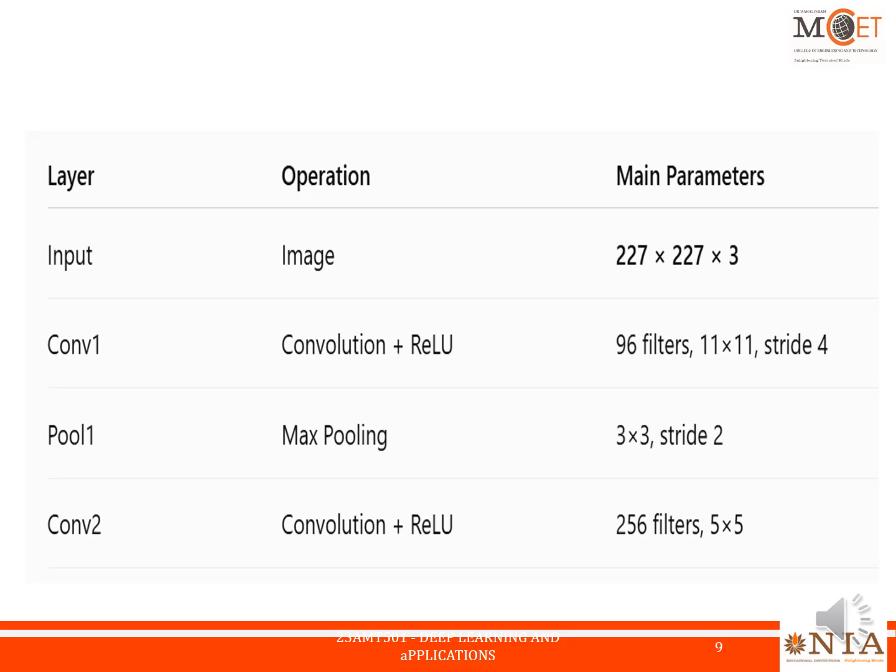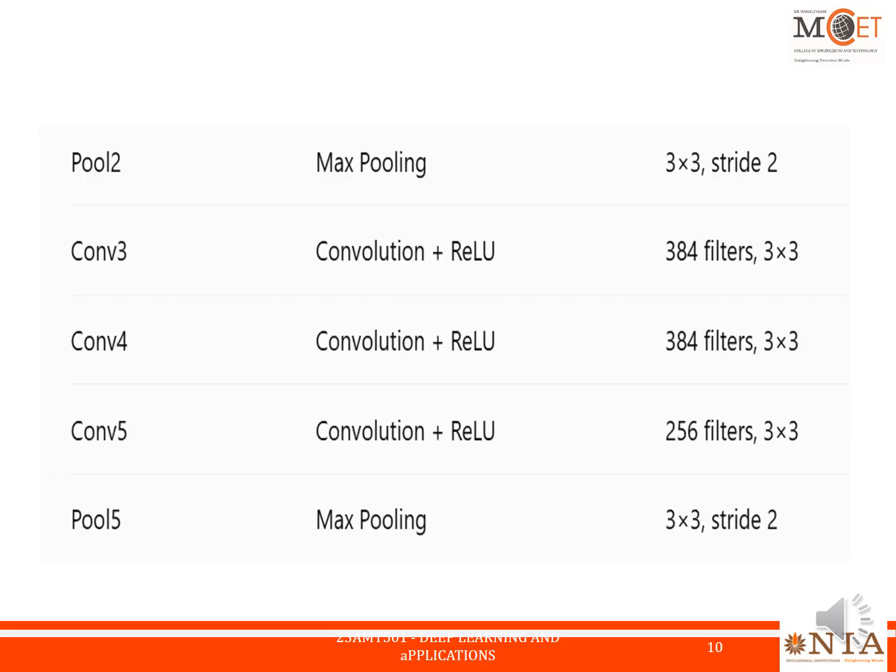Again we use convolution with rectified linear unit activation. Here we use 256 filters of 5 cross 5. Then it is passed to pooling layer 2, then to convolution layers 3, 4, 5. After pooling layer 5, again we apply max pooling with a 3 cross 3 filter, stride 2.